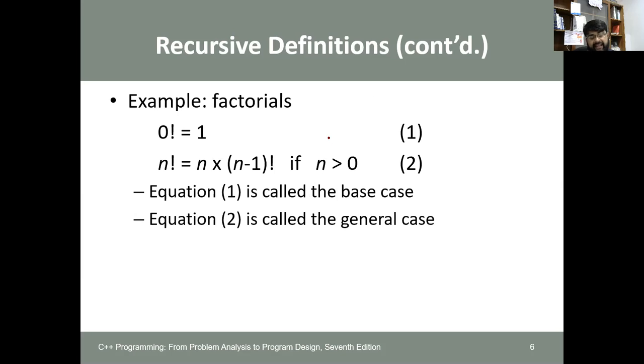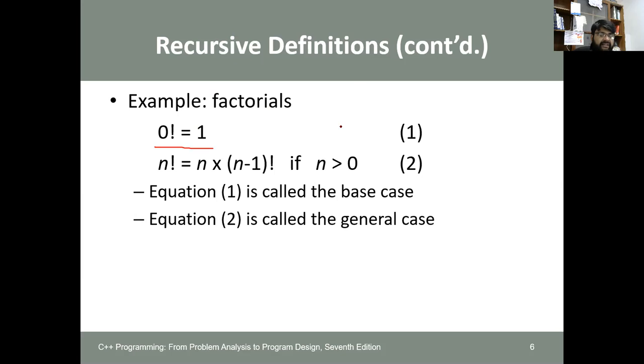Like I gave an example of factorial earlier, here's the actual example as well. You've got two equations for factorials. One is what we call the base case, which is equation 1 over here, which you can see is 0 factorial is equal to 1. So we know, like I said, that 0 factorial is 1. So this is the base case.